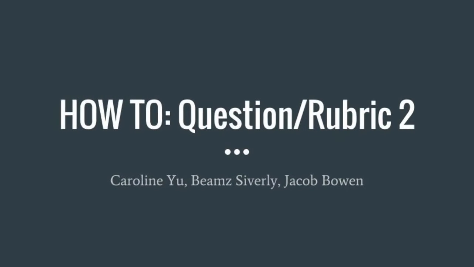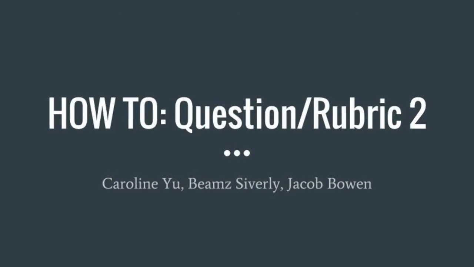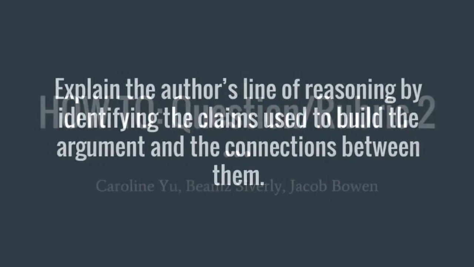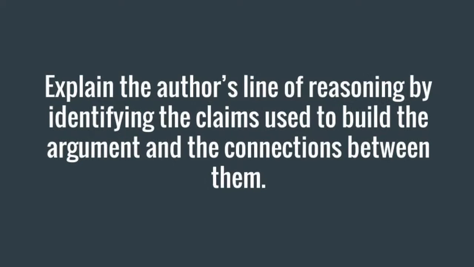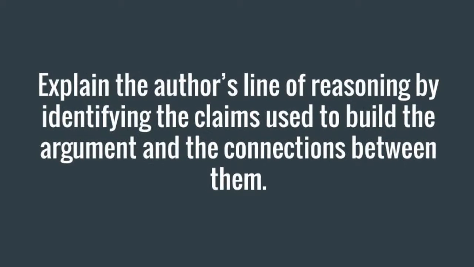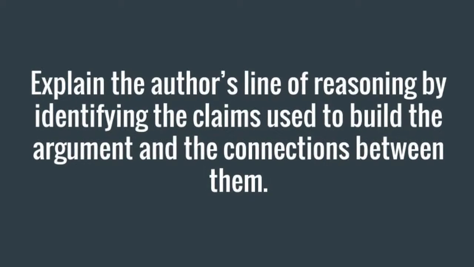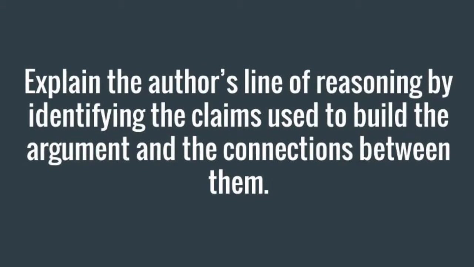Today we will learn how to answer question 2, rubric 2. The point behind this rubric is to explain the author's line of reasoning by identifying the claims used to build the argument and the connections between those claims. Here's a picture of the question that we are understanding.